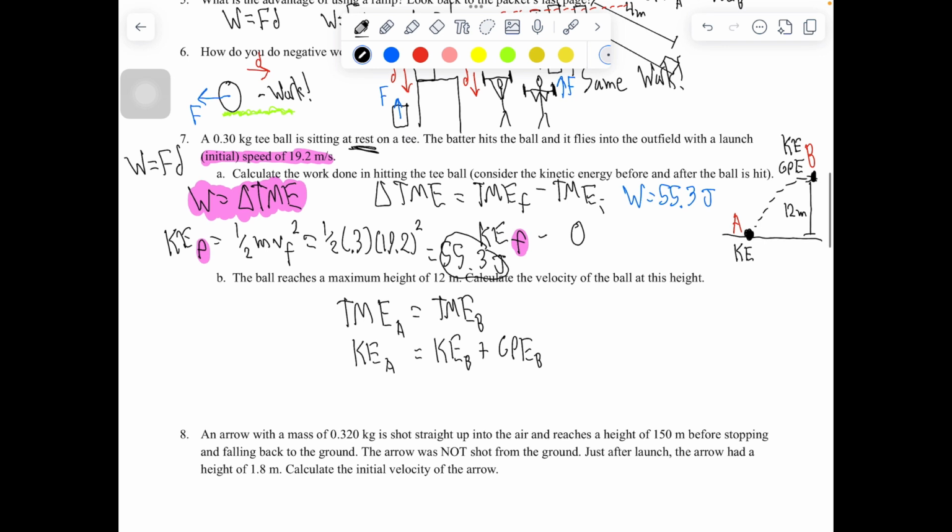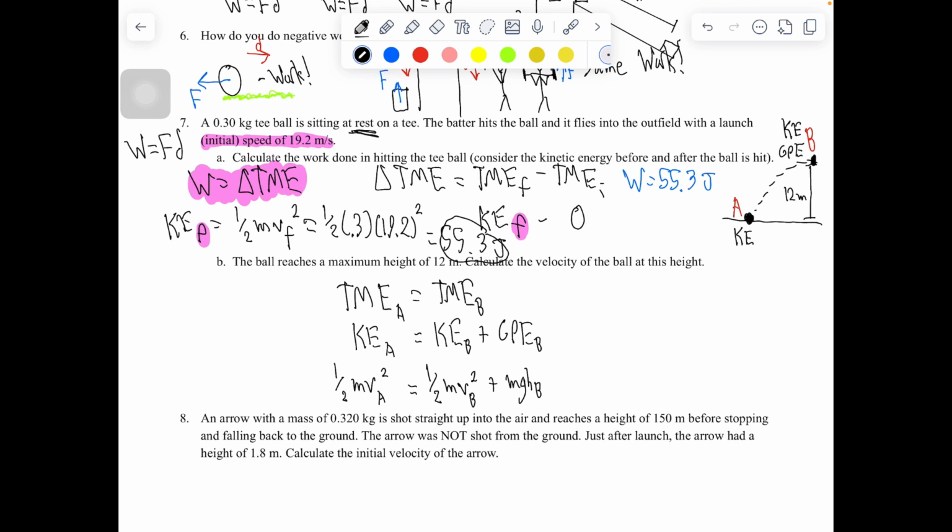We can do now, substitute in our equations. So kinetic energy is 1/2 mv squared. Do that again for our other side. GPE, that's mgh. Now we just have to plug in everything we know.